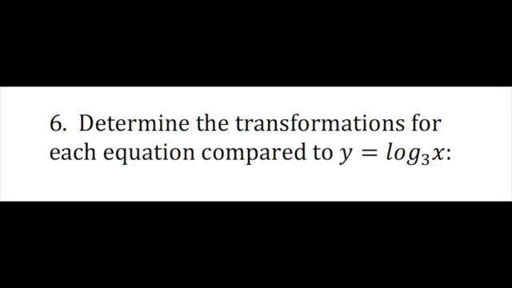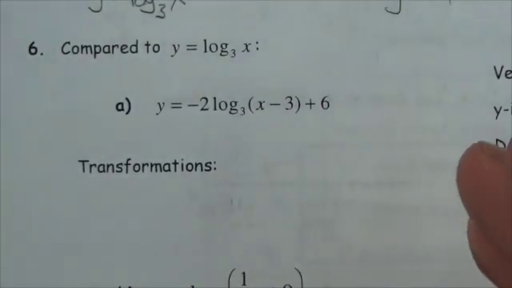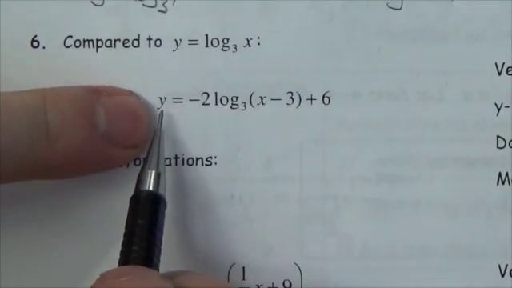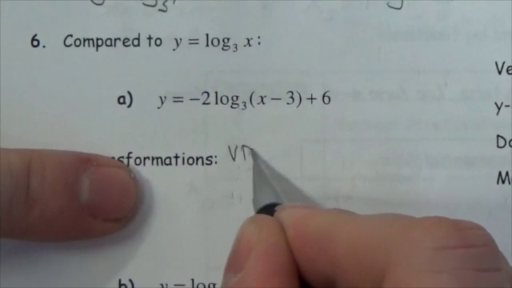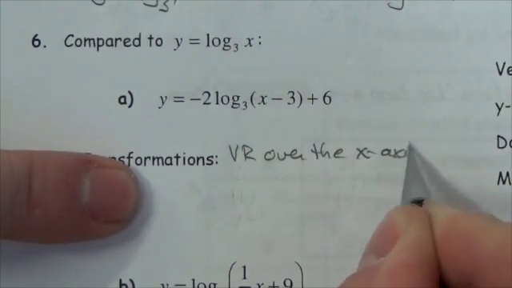Determine the transformations for each equation compared to y equals log base 3 of x. Y equals negative 2 times log base 3 of (x minus 3) plus 6. Okay, well, we did questions similar to this one with the exponential functions here. So the first one we're going to do is lift off the transformations. And we're just going to do this left to right. So I see a negative to start off with. That is a vertical reflection over the x-axis.